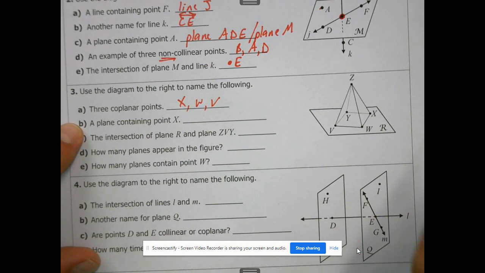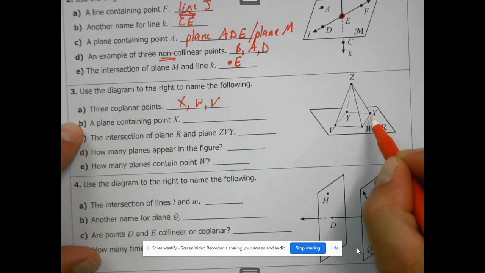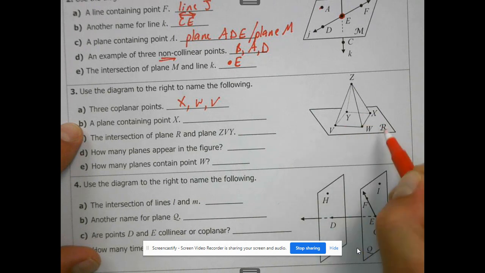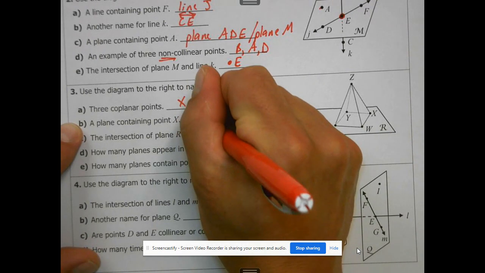B, a plane containing point X. Okay, well, here's point X. You have 2 ways to name it. I can name any 3 of these points down here, or I can name it by the script letter in the bottom right-hand corner, and I'll use that one for this one. So plane R.